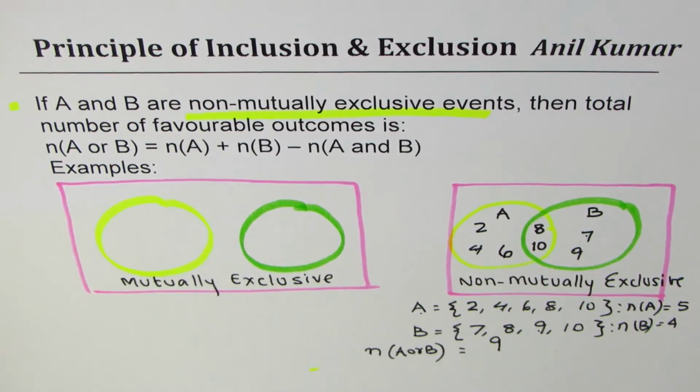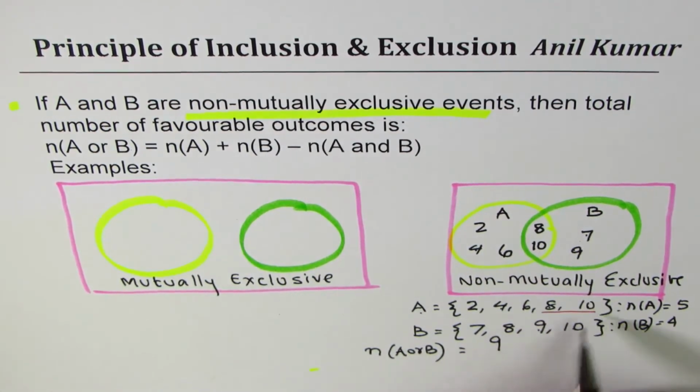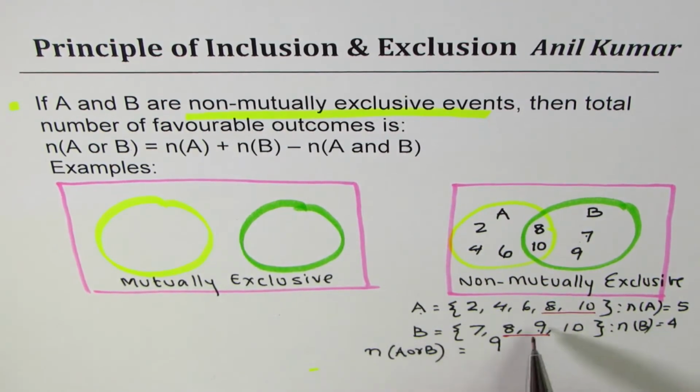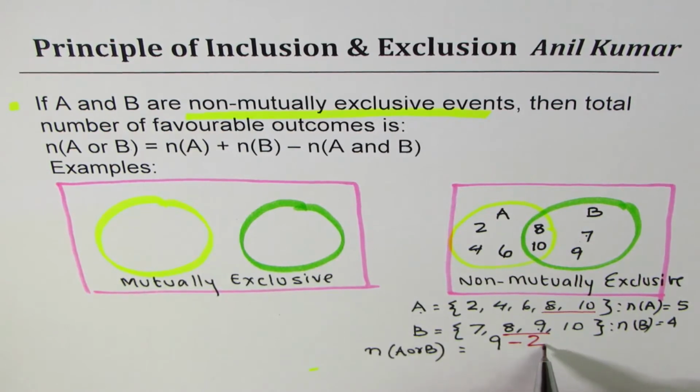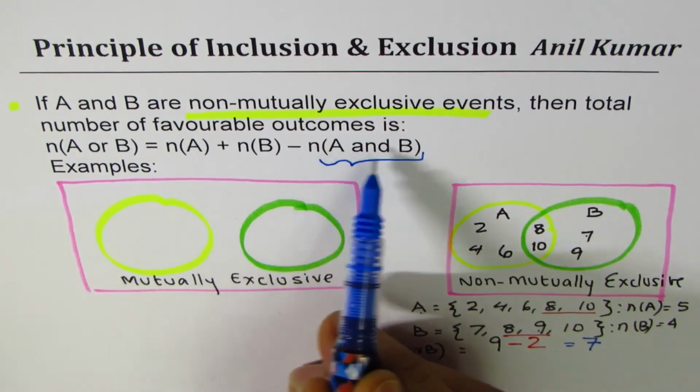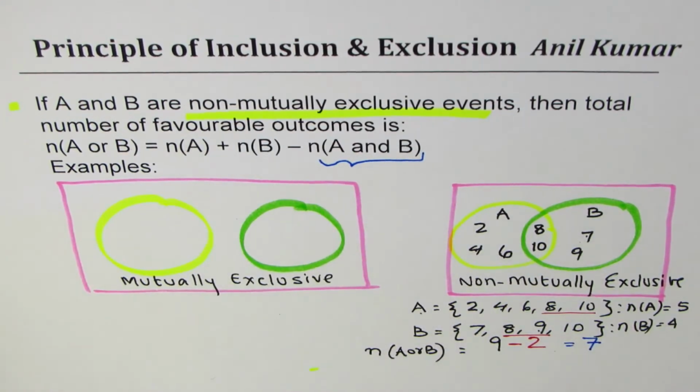So what is wrong? The mistake we made is that we counted 8 and 10 twice. Once in set A, then we counted them again. So we take away these two: minus 8 and 10, there are two elements, minus 2. And that gives us the right answer, which is 7. That's what we mean by taking away A and B, the intersection part. Do you get an idea, right?